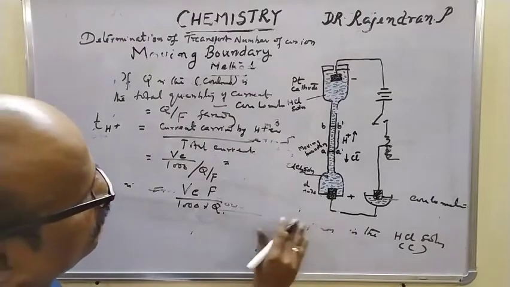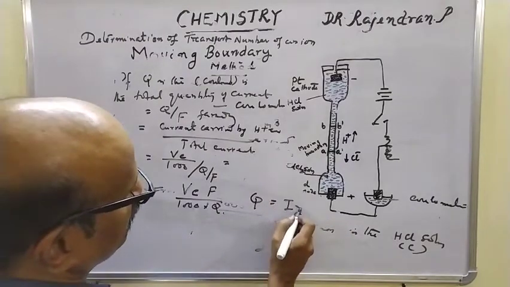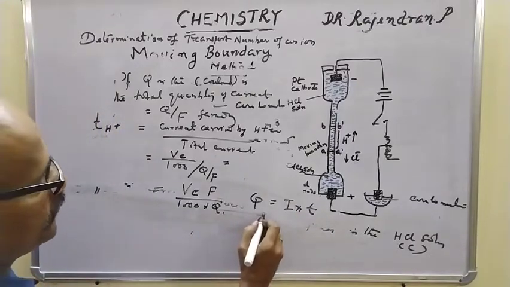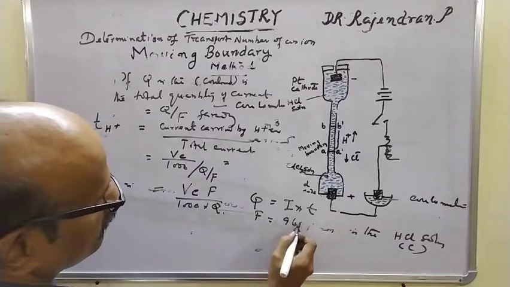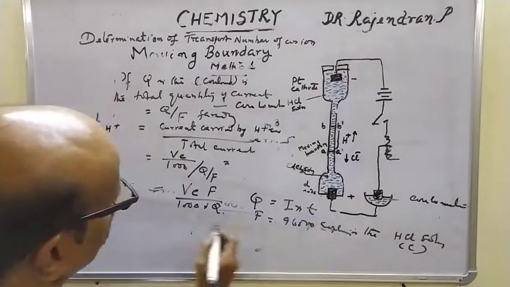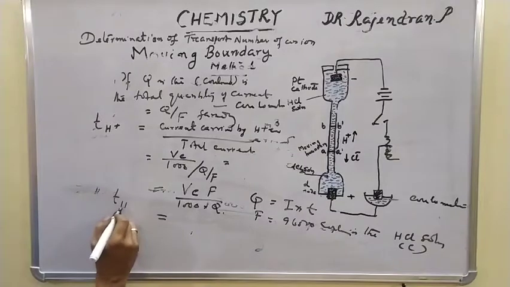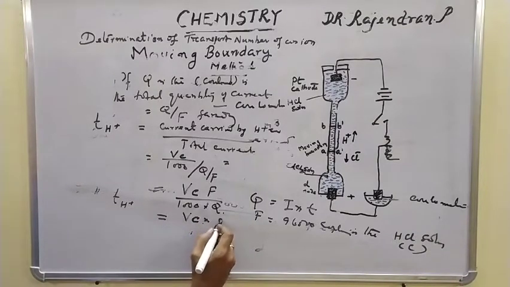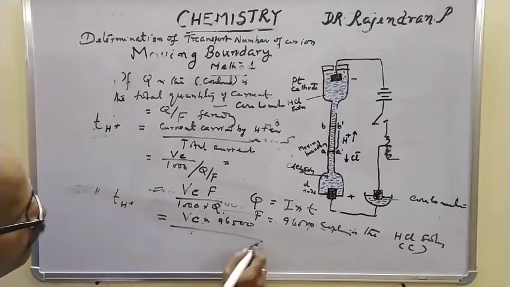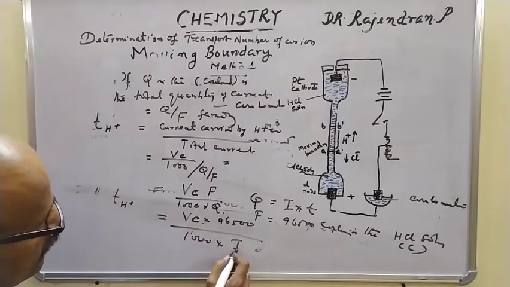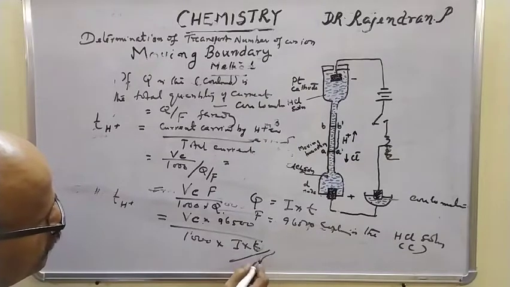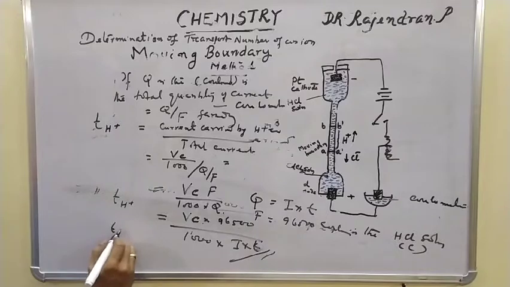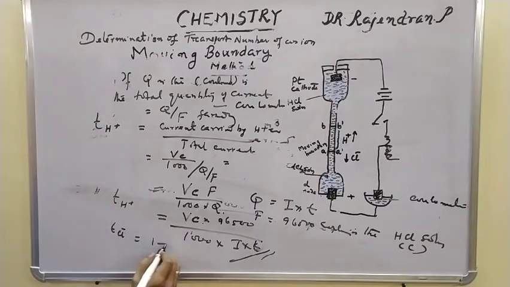Suppose Q, the quantity of current, is I into T, ampere into second, and F is the Faraday in coulombs. Then we can write the transport number T of H plus ion as V, the volume of the solution, into C, the normality, into 96,500 divided by 1000 into IT. That is our equation. Therefore, T of Cl minus is 1 minus T of H plus.